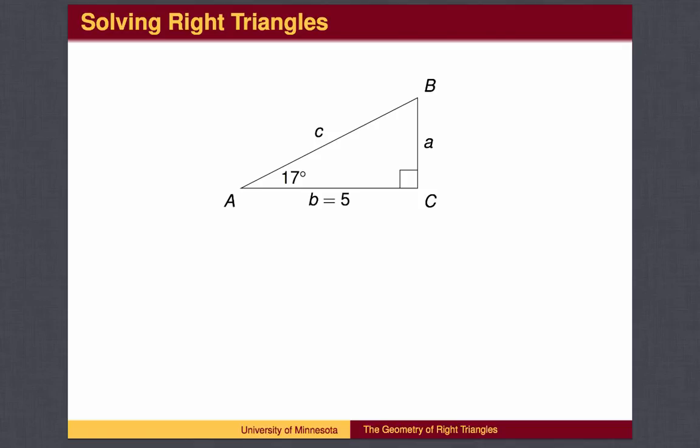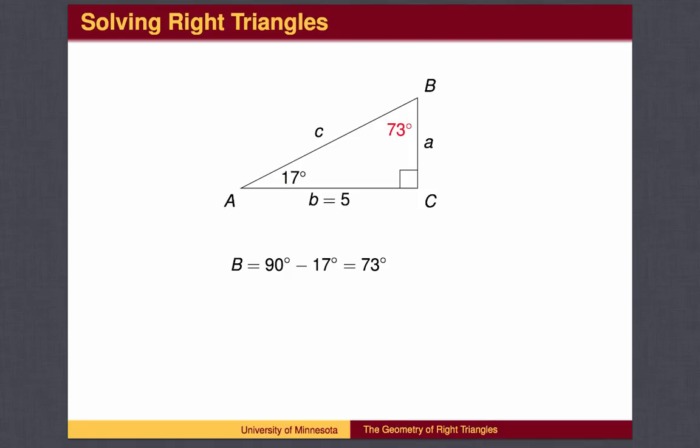Given the length of one leg and the measure of one angle, we can find the missing parts of the triangle. For example, here we have the triangle with the angle A equal to 17 degrees and the adjacent leg B having length 5. We can first find angle B, since angle A and angle B add to 90 degrees. Angle B will be 73 degrees. We can then find the lengths of the sides in a variety of ways.